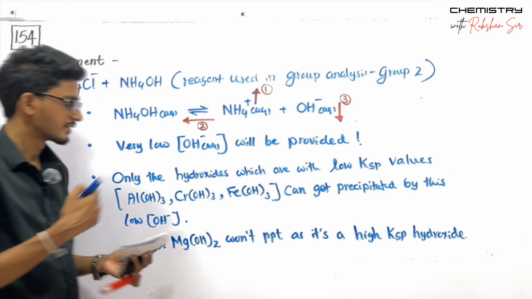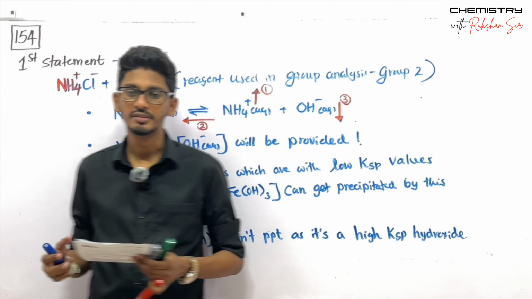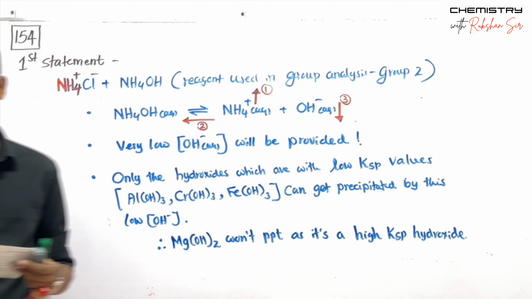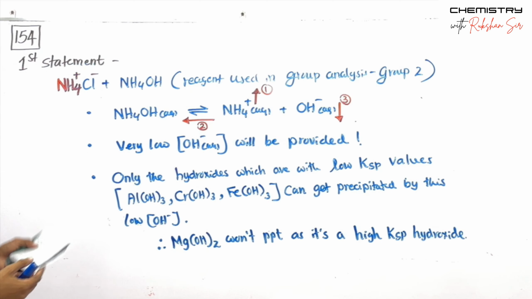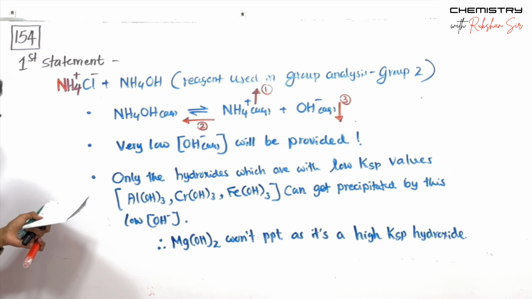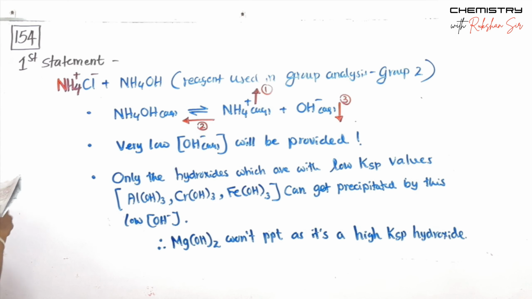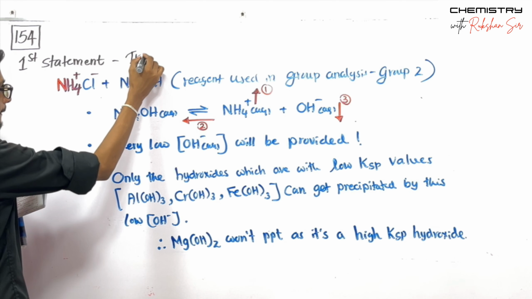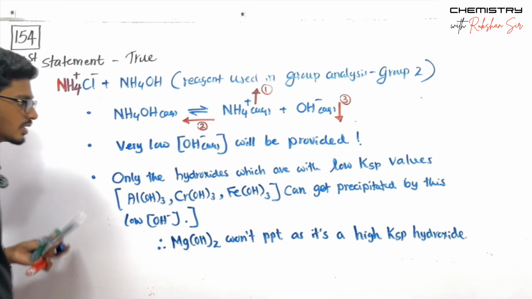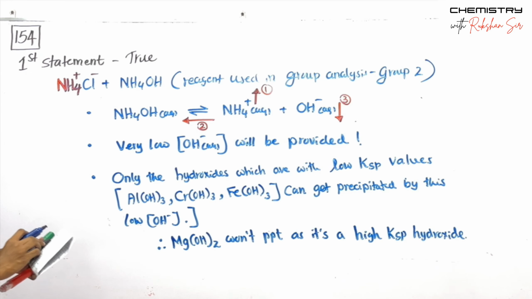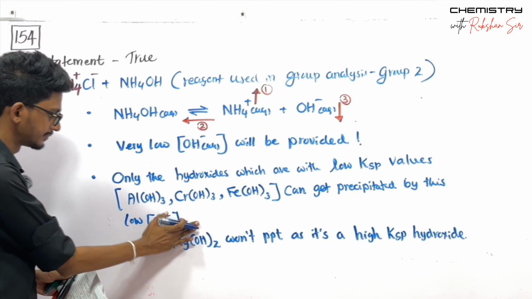You may need some greater OH minus concentration to get the 2 plus hydroxides precipitated. So those are high KSP hydroxides, and that is the theory behind this situation. Let's go to the statement again: addition of ammonium chloride followed by this thing to an aqueous solution containing magnesium does not form precipitates. Yes, that is true. The statement is true.